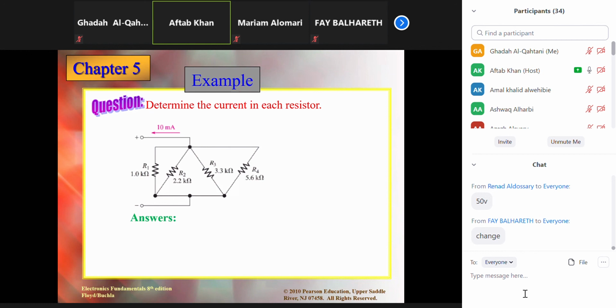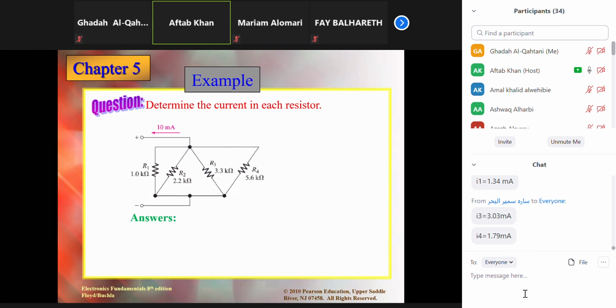So how are you solving this, girls? Okay, I1 is 10 milliampere. I2 is 4.55 milliampere. I3 is 1.34 milliampere.